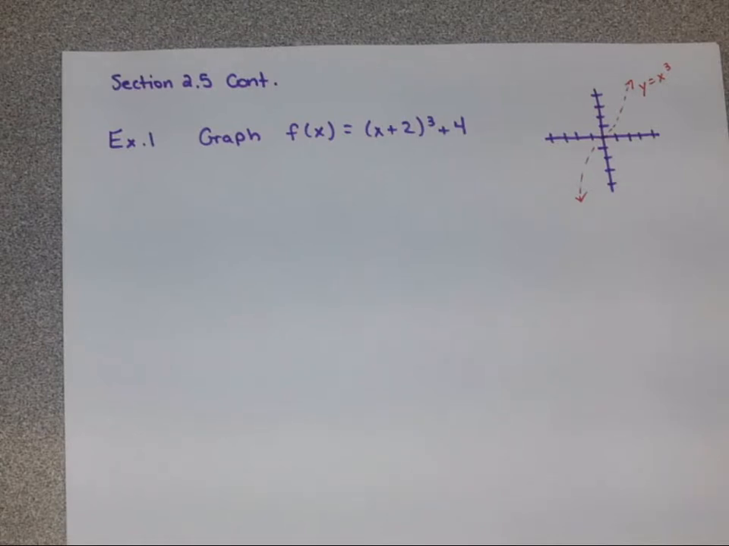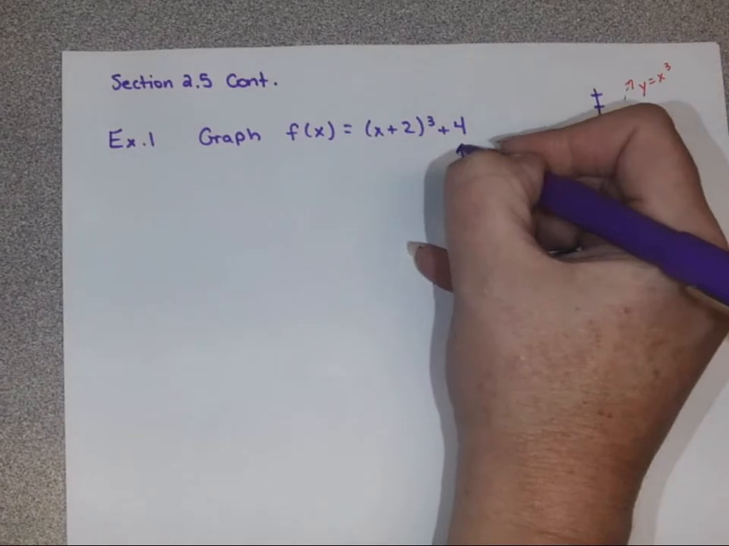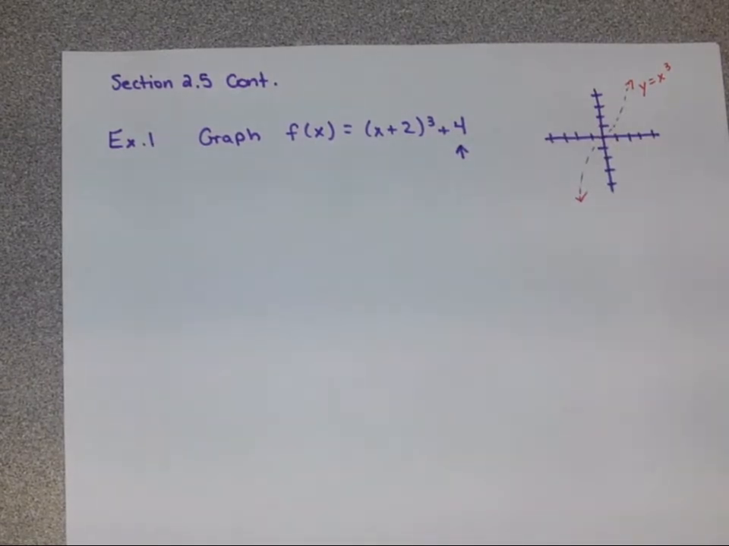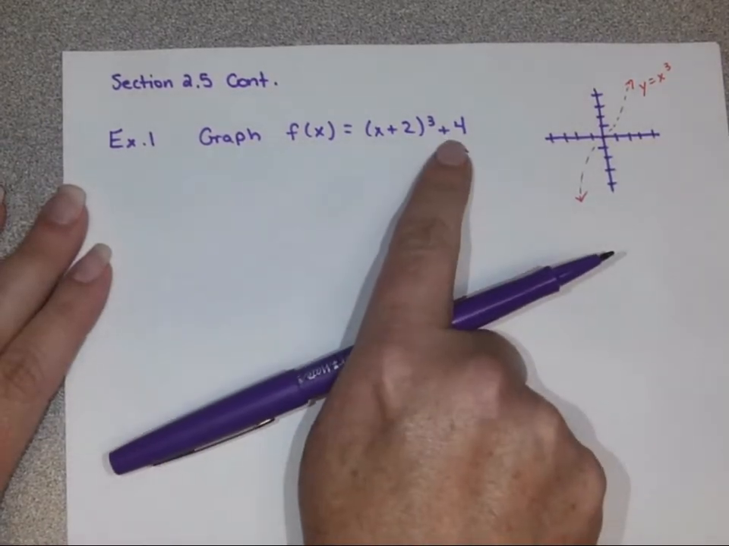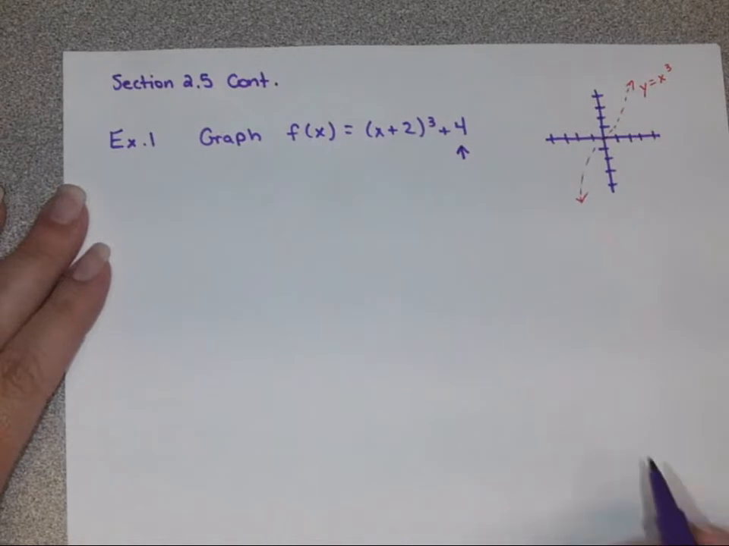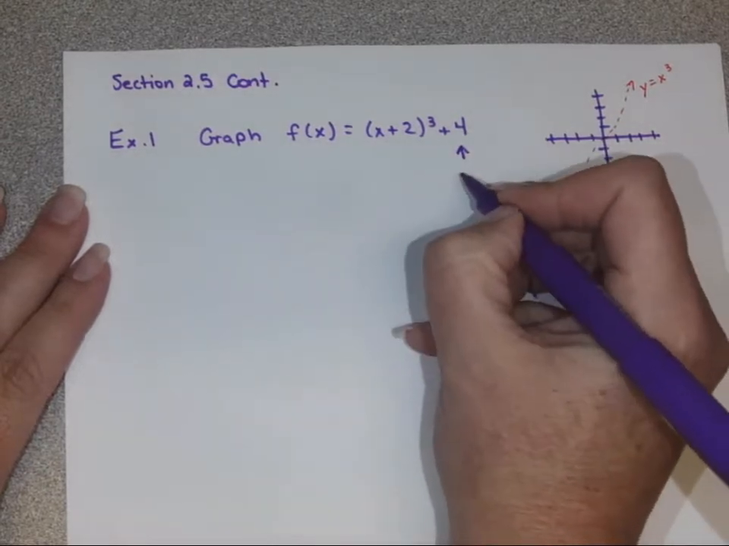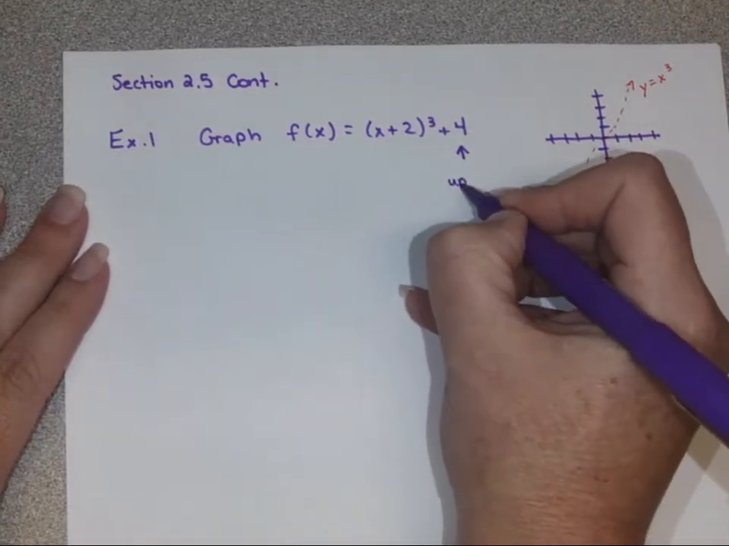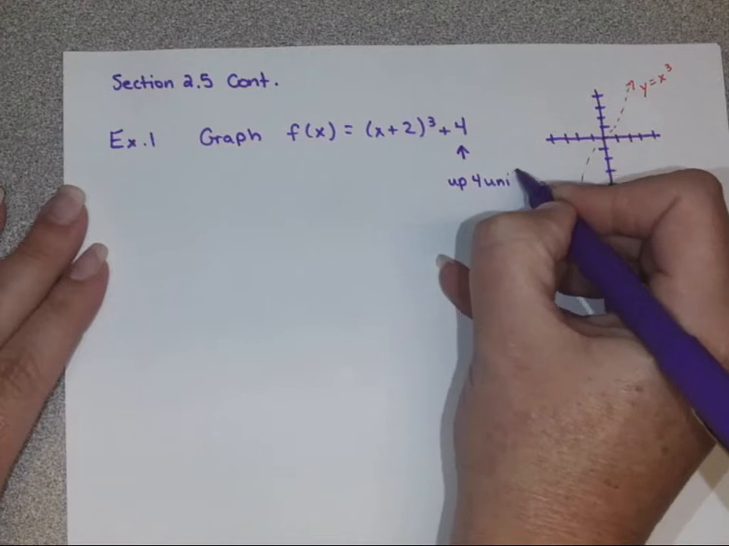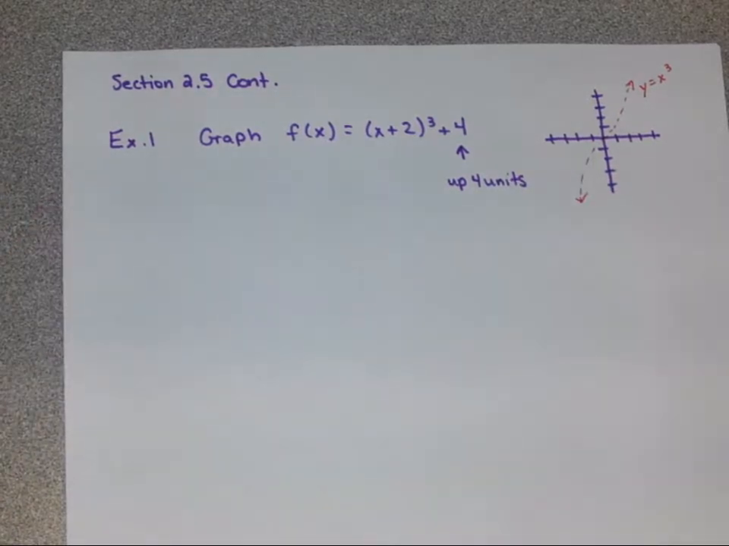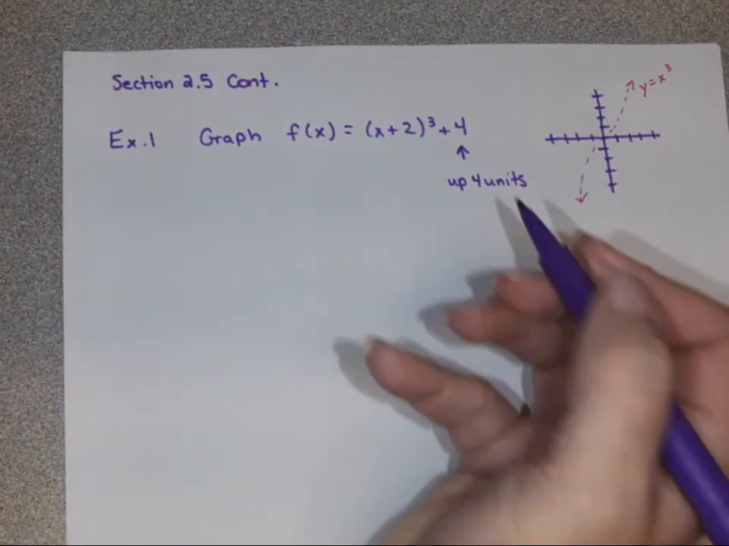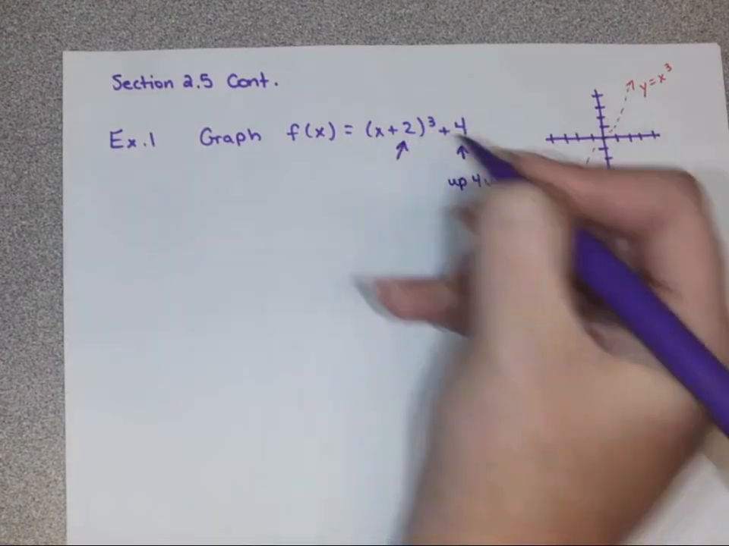But then we're making a couple changes based on what we have in the equation, right? So what does a plus 4 at the end of the function do? Whatever the function is, what does adding or subtracting a number at the end do? Good, yeah, it's an up or down shift, right? So this is going to go up 4 units. Okay, what if it would have been minus 4? Then it would have been what? Down 4 units, okay?